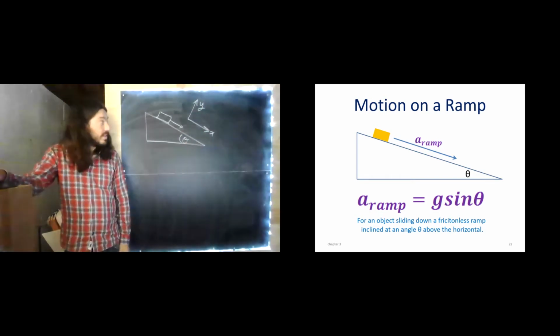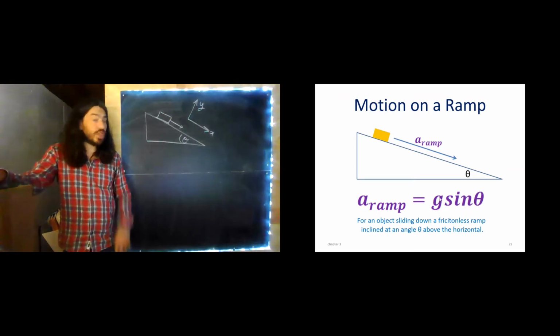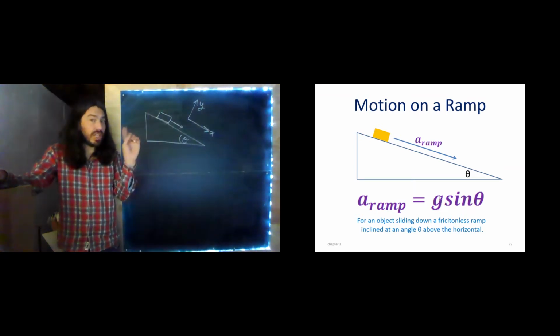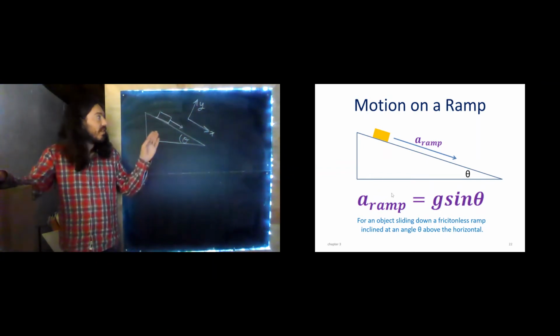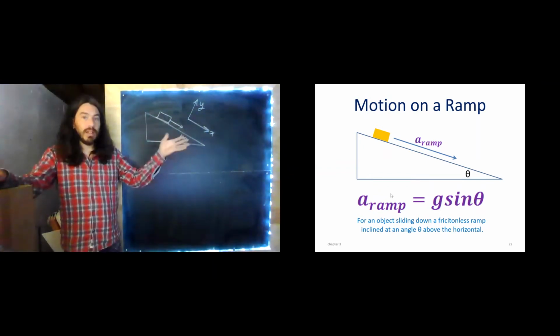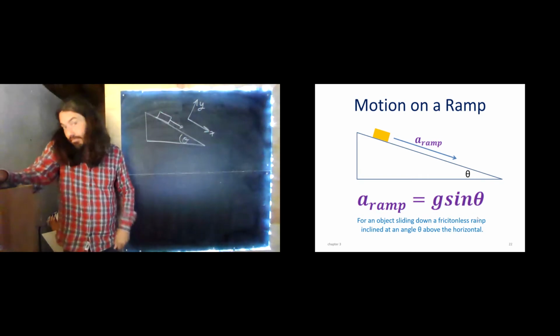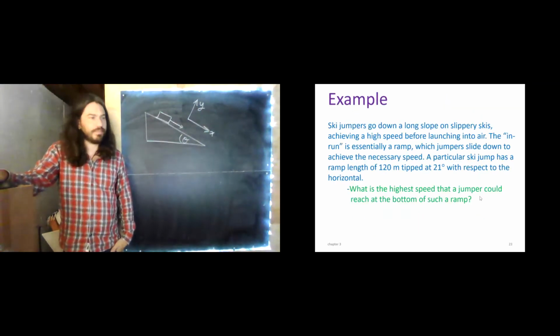According to my coordinate system, that is a positive acceleration. And remember, g is not negative 9.8. g is positive 9.8 meters per second squared. So my acceleration is down the ramp at g sine theta. Great, let's solve the problem.